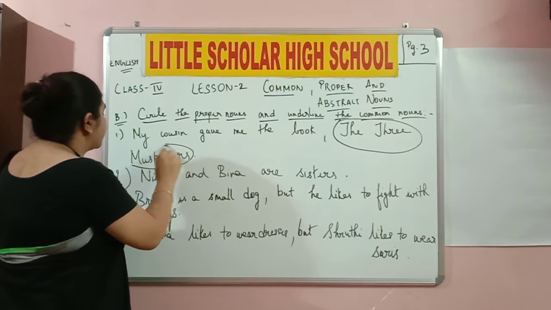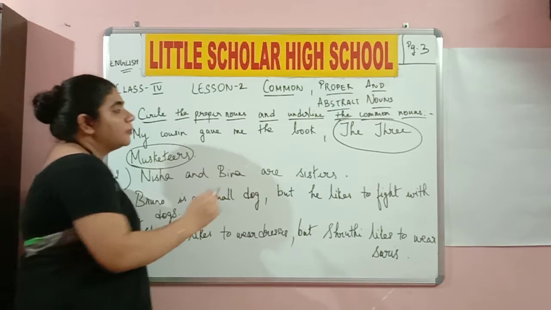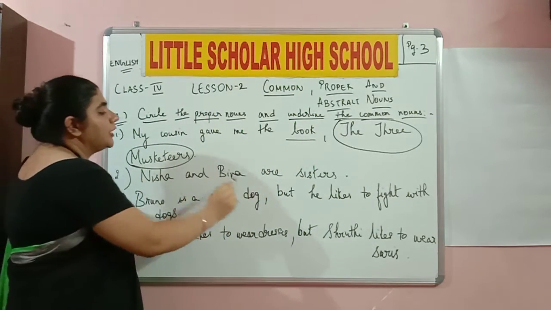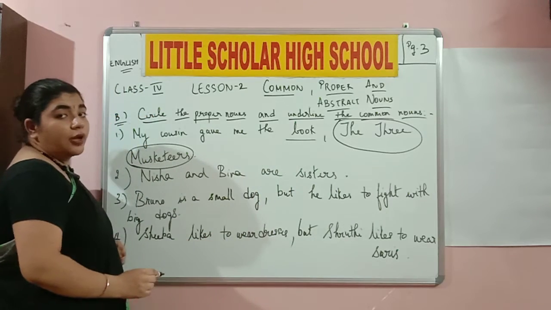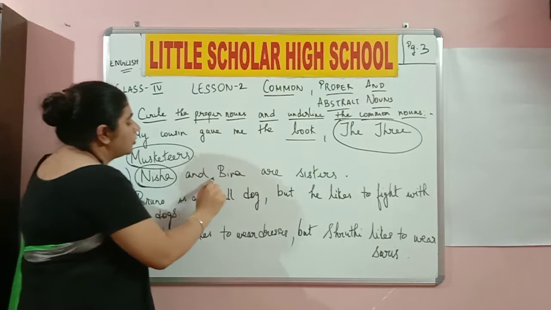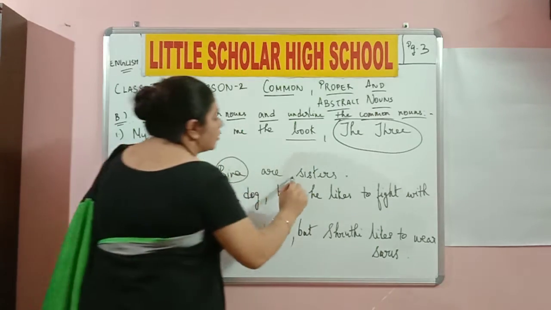So please circle it. What is the common noun over here? The book. Okay. Second one, Nisha and Beena are sisters. What are the proper nouns? They have two names over here. Nisha is a proper noun. Beena is a proper noun. And sisters is a common noun.